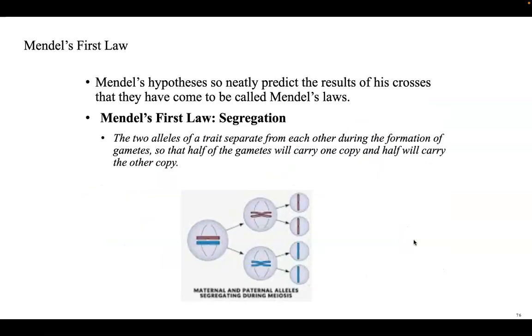So Mendel's hypotheses were so neatly predicting the results of his crosses that some of them have come to be known as Mendel's laws. And Mendel's first law is the law of segregation, where he said the 2 alleles of a trait are separating from each other during the formation of gametes, so that half of the gametes will carry one copy and half will carry the other copy. So he's saying these 2 alleles that code for the same thing are being split up during the formation of the gametes.